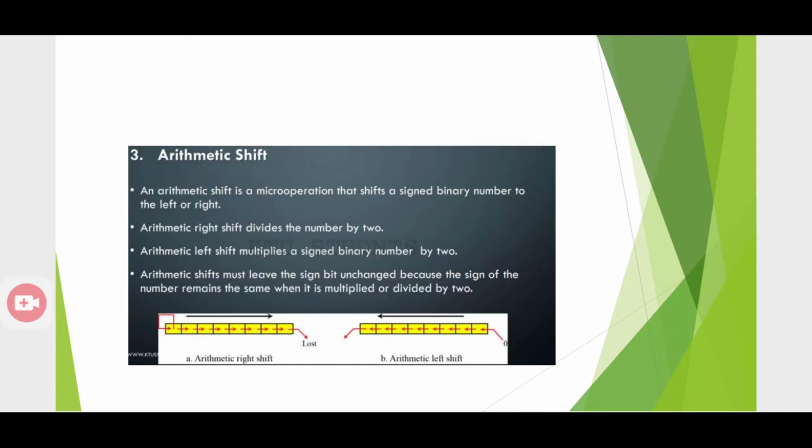Actually, this arithmetic shift is used for the division and multiplication operations, and the right shift actually divides the number by 2, and left shift multiplies a signed binary number by 2. Arithmetic left shift corresponds to binary multiplication by 2, and next one arithmetic right shift, which is equal to the division operation by 2. Okay, so arithmetic shift must leave the sign bit unchanged.